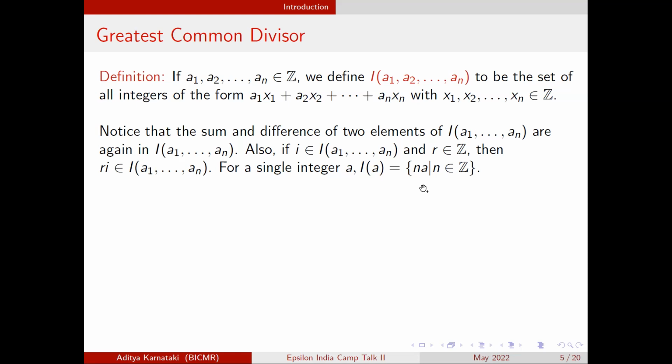Yes. Is that okay? So the sum and difference of two elements are again in this set, because for the sum you add, for the difference you subtract, but each time you will get an element of the same form.